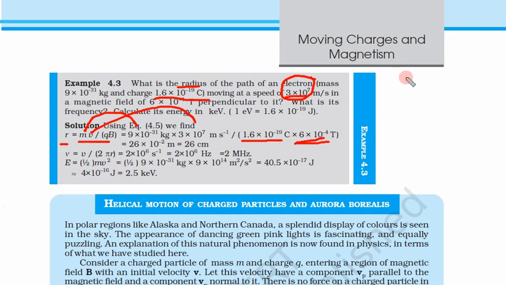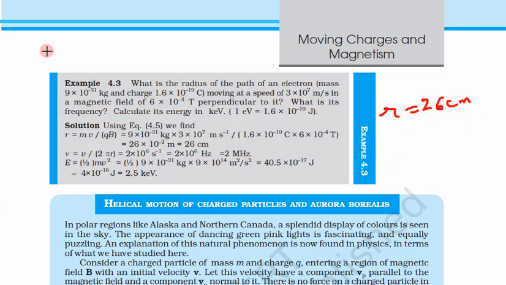Suppose it was given in Gauss, for example 6 Gauss, how can we calculate 6 into 10 to the power minus 4 Tesla? We will always put the magnetic field in Tesla before solving any numerical question. Here it is already given in Tesla, so we don't change it. On calculating, we get the radius is 26 centimeter. So this is the radius of the circle.